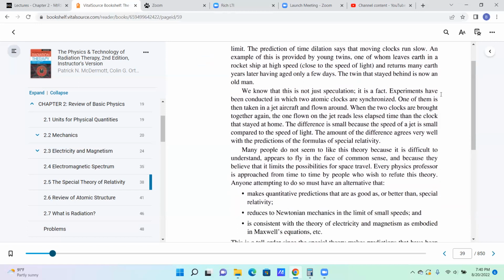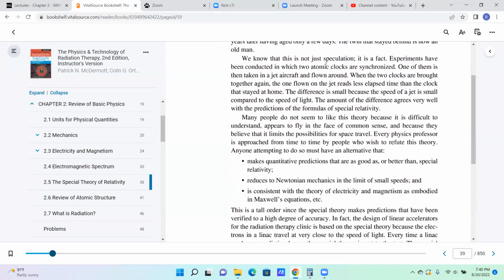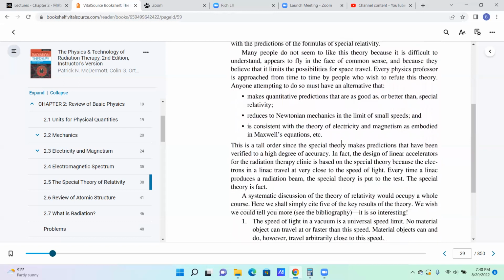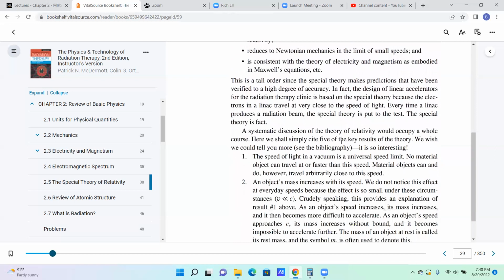This is not speculation. This has actually been measured. Experiments have been done in which 2 atomic clocks are synchronized. One of them is aboard a jet aircraft and flown around. When the 2 clocks are brought back together again, the one flown on the jet reads less elapsed time than the clock that stayed at home. The difference is small because the speed of the jet is small compared to the speed of light. The amount of the difference agrees very well with the predictions of the formula of special relativity. It's really some weird stuff, but that's how it works.